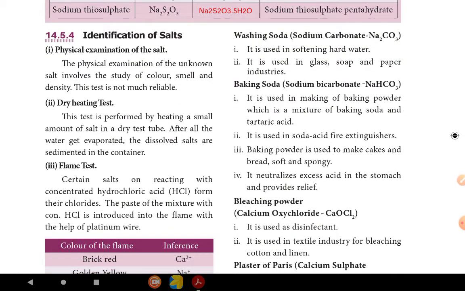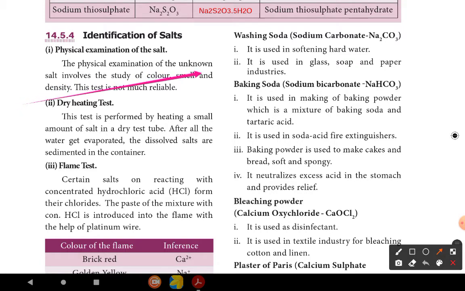How do you identify salts? The first one is by physical examination, by looking at it. By looking at it, you can identify what is the type of salt, what is the name of the salt, by the color, by the smell, and the density. With this, you can find out the nature of the salt. Okay, the physical examination of the unknown salt.